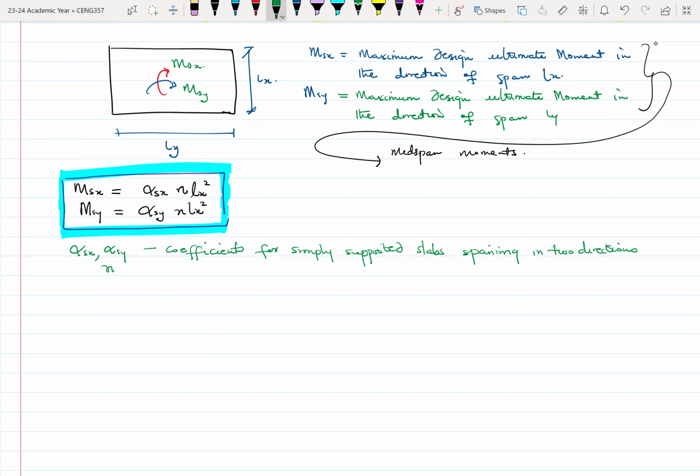Then here, the n stands for the total ultimate load. Okay. And this is usually per unit area. All right. So per meter squared. Okay. So take note of that. And we already know what the Lx squared is, right? So, sorry, the Lx is the shorter span. So shorter span length.